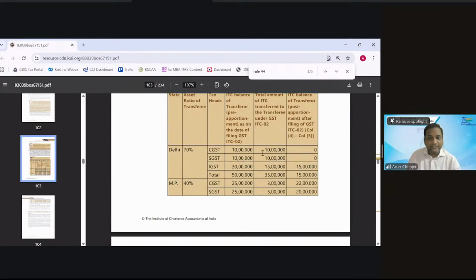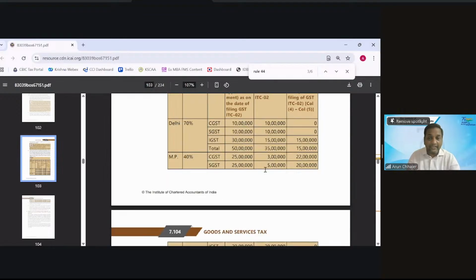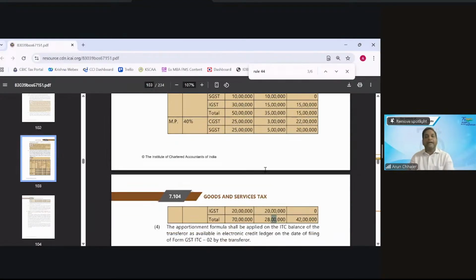Like here he has transferred the C and S and then balance I. Here he has transferred the complete I first and then C and S. No problem.